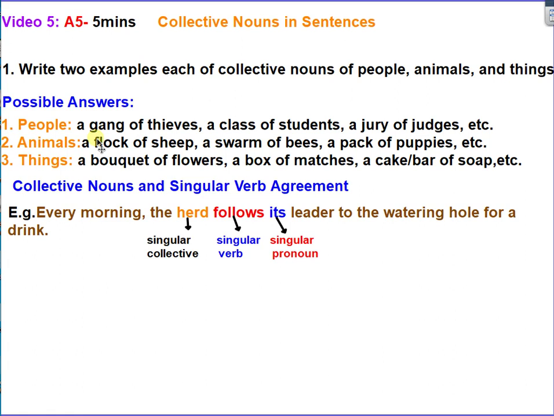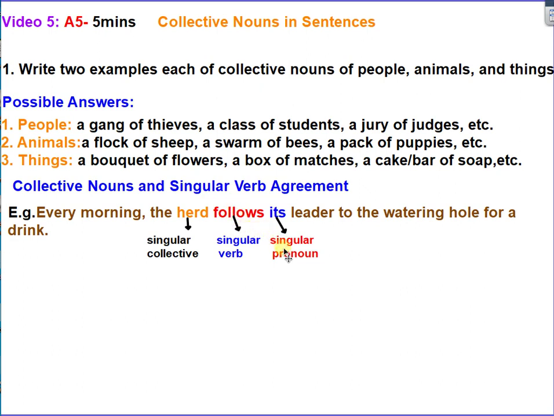The first one is how to use collective nouns with a singular verb. Let's consider the example below. Every morning, the herd follows its leader to the watering hole for a drink. If you look at this sentence, the singular collective noun is the herd. So since it's singular, it must use a singular verb, that is, follows.